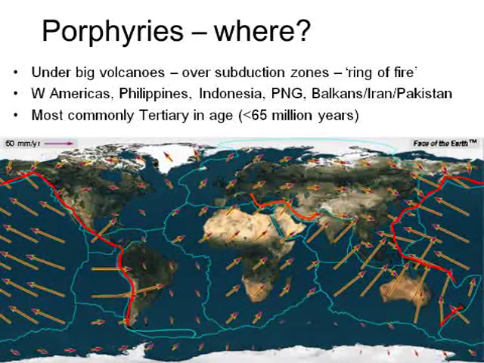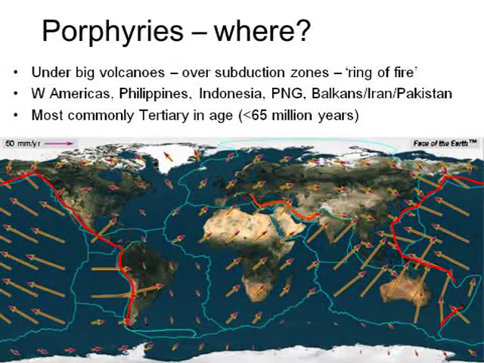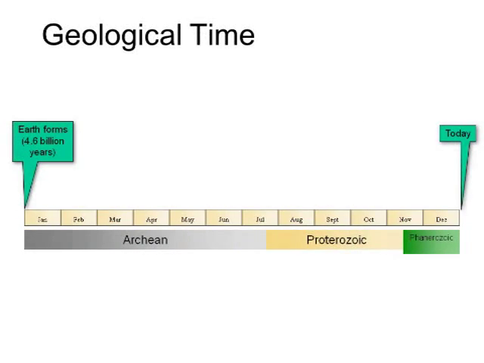Because of the extensive subduction during the Tertiary, i.e. in the last 65 million years, many porphyry deposits are of this age. In other words, porphyries are relatively young by geological standards. Just to put that comment in context, although 65 million years sounds a long time ago, if the Earth's history were compressed into the equivalent of a single year, the Tertiary would occupy just the last 5 days of December.